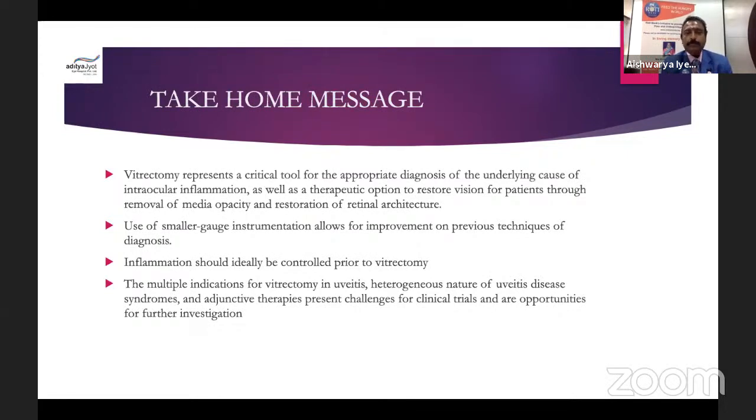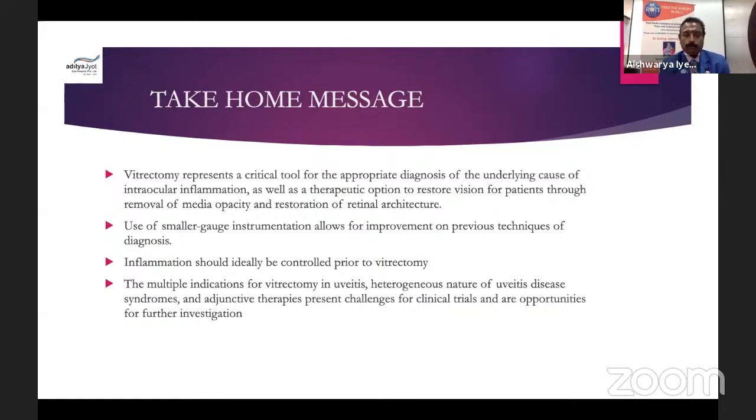Vitrectomy represents a critical tool for the appropriate diagnosis of the underlying cause of intraocular inflammation. We are in the 51st year of vitrectomy after Dr. Robert McNamara did it in 1971, as well as a therapeutic option to restore vision for patients through removal of media opacity and restoration of retinal architecture. And I think you can restore even 6/6 and 5 in many eyes, if not in all, with the use of smaller gauge. And that's what I remember Dr. Charles Keepan saying, do the least to reattach the retina. That's written in the two-volume big book.